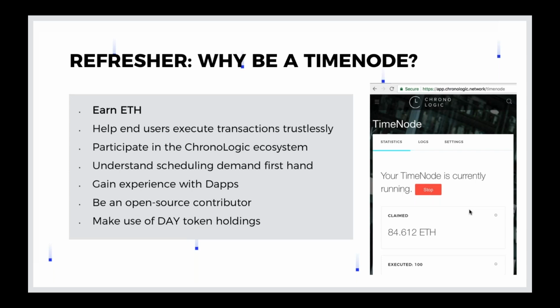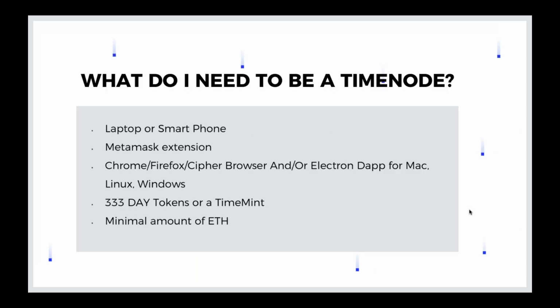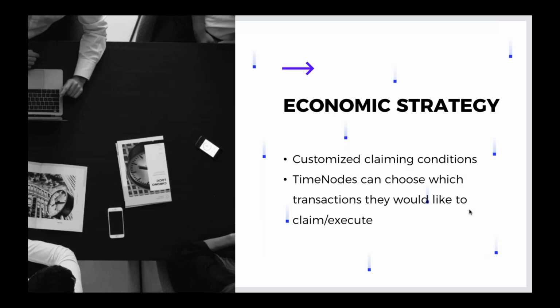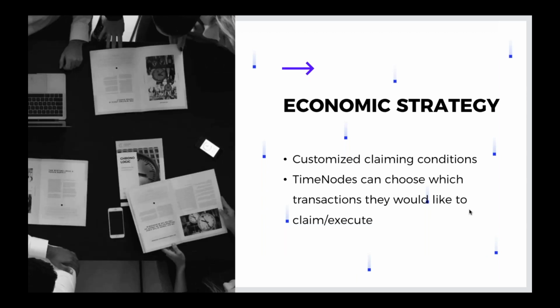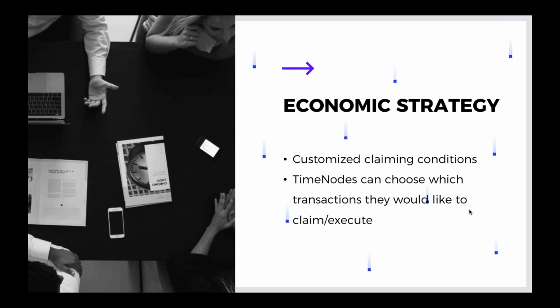If we go to the next slide, you'll see that one of the things you need to run a TimeNode is at least 333 day tokens or a time mint. All you need is a laptop or a smartphone, running a browser-based client, MetaMask extension, or one of these desktop clients for Mac, Linux, or Windows, which does have some security benefits. Let's go to the next slide, and Joseph will get right into the economic strategy. Thanks, Sean, for the brief refresher on the TimeNode.